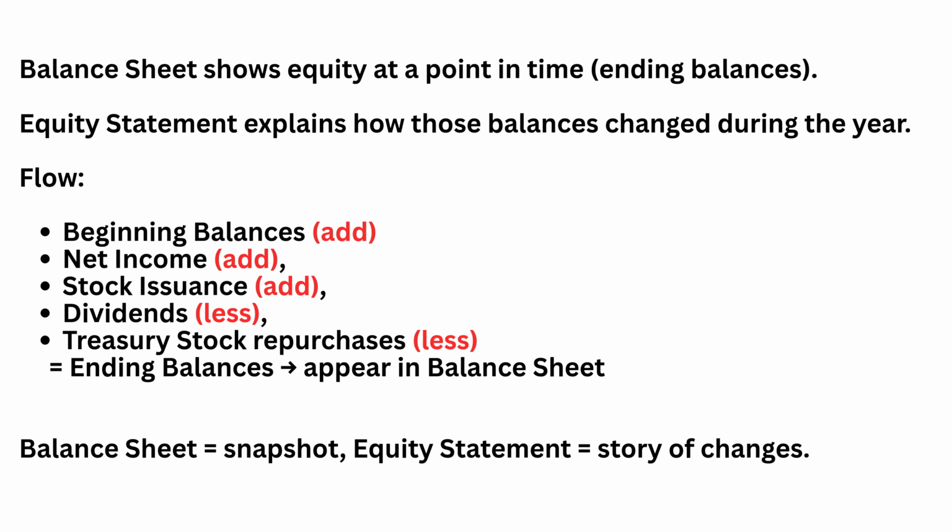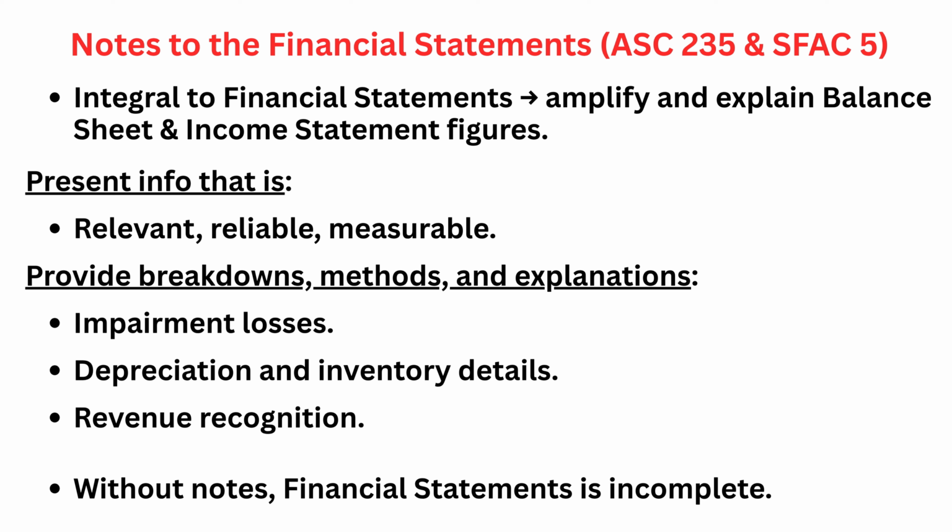So remember, the balance sheet is a snapshot of the equity at the end of the year, while the equity statement is the story that explains how we got there. Beginning balances start the story. Net income adds to retained earnings. Stock issuance adds to common stock and owner's claim. Dividends reduce retained earnings. Treasury stock reduces total equity. By looking at the statement, you understand not just what the balances are, but how each component contributed to the change during the year. Now let us learn about the notes to the financial statements.